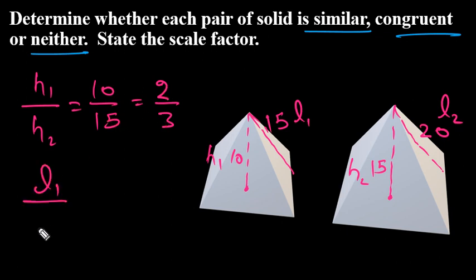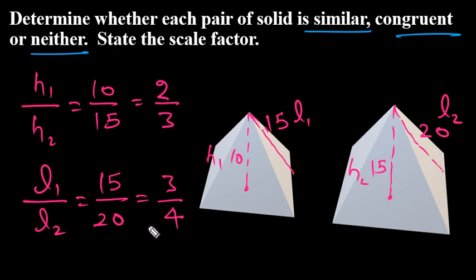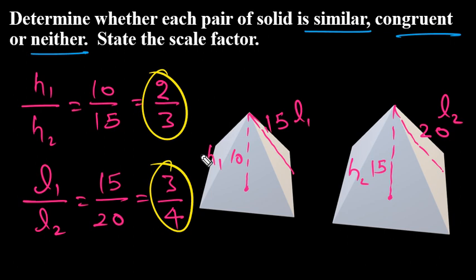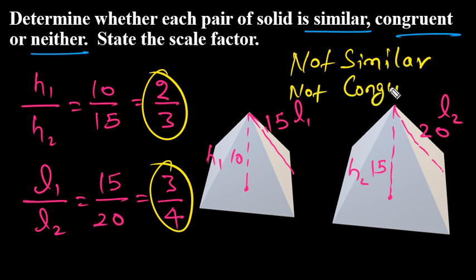Okay. Next, l1 over l2, the slant heights, 15 over 20. 15 divided by 5 gives you 3 and 20 divided by 5 gives you 4. So as you can see here, the ratio is 2 over 3 and this is 3 over 4. Is it the same? This is not the same. So is it similar? No, it is not similar. Is it congruent? Definitely not. Why? Because for congruency the scale factor, the ratios, should be 1. This is not 1, so not congruent. So what is it? It is neither similar nor congruent.